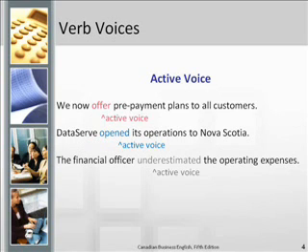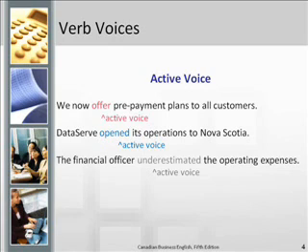Let's have a look at some examples. Consider the first sentence here. We now offer prepayment plans to all customers. As always, the important thing is to pick out the verb first, because that makes it easier to pick out the subject, and the verb in this case is the word offer. The subject in this sentence is we, and the object is plans. We offer plans. You can clearly see that the subject, we, is performing the action of the action verb offer, making this sentence have an active voice verb.